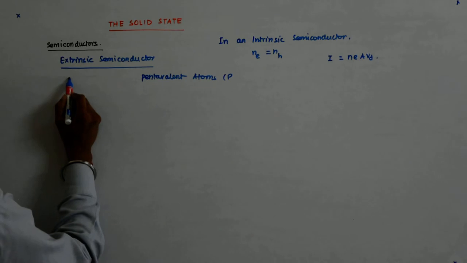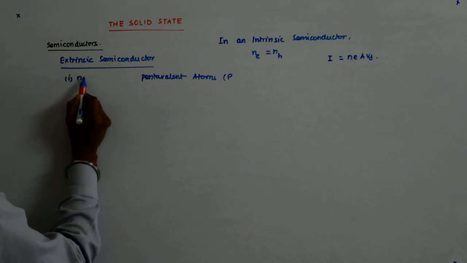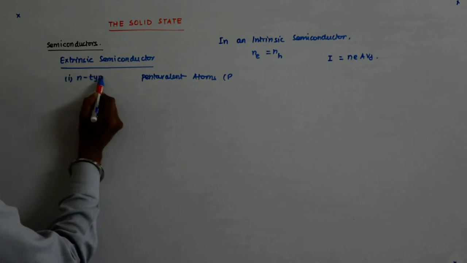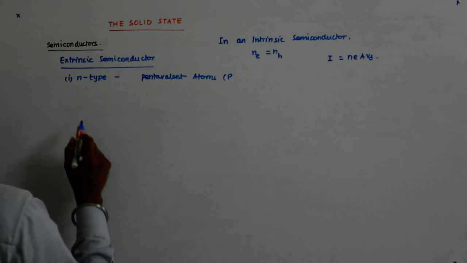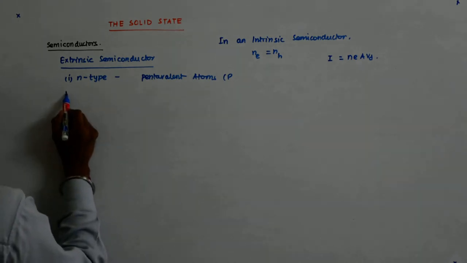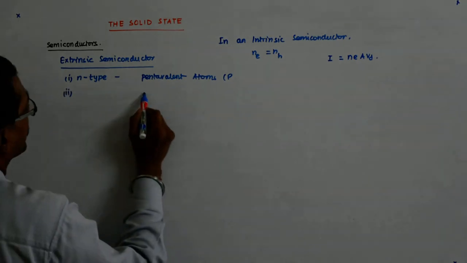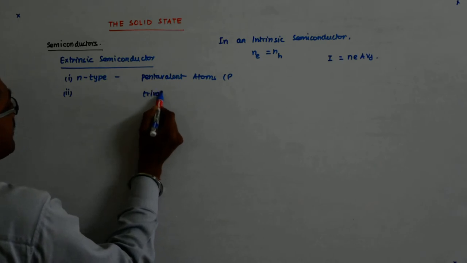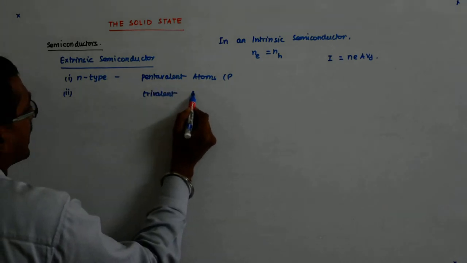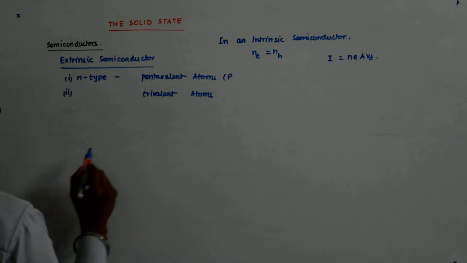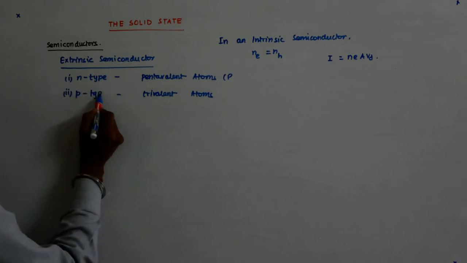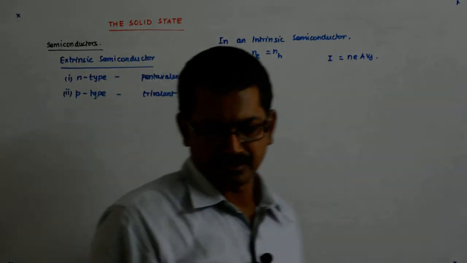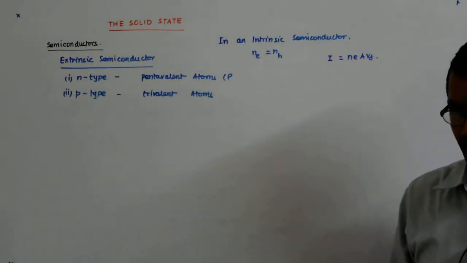You'll shortly understand why this is called n-type semiconductor. This is called n-type semiconductor. While if you dope it with trivalent atoms, we'll again shortly see why it is called p-type semiconductor.